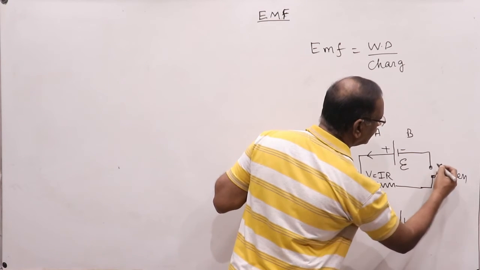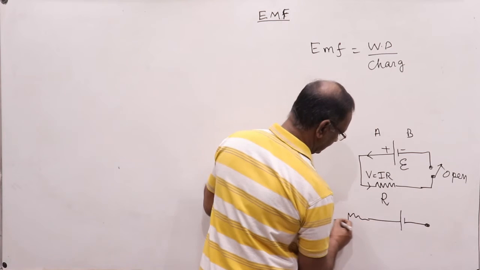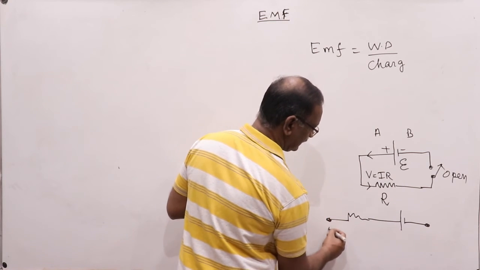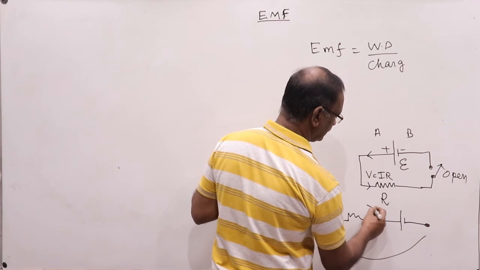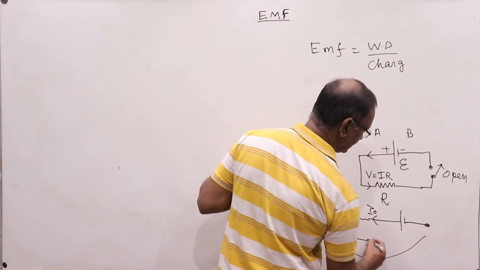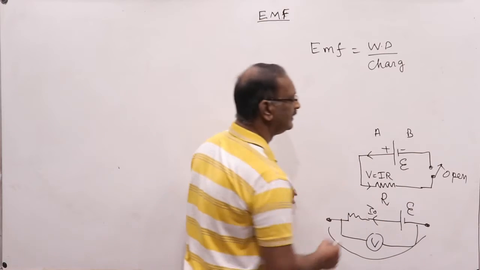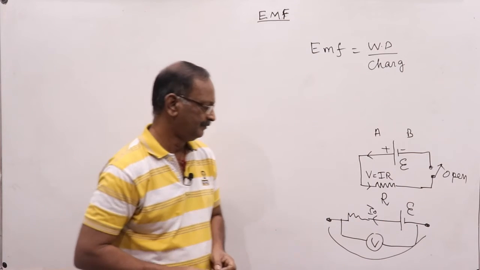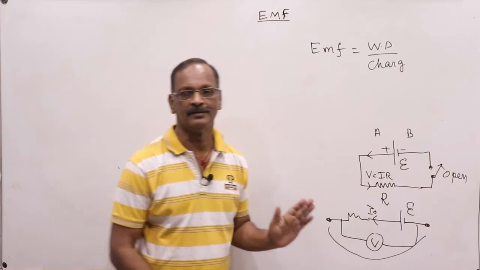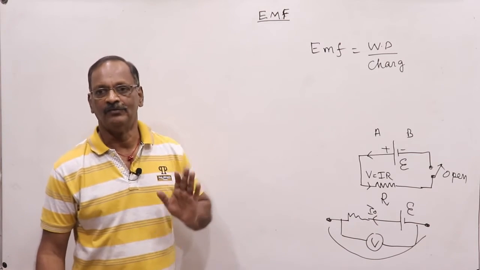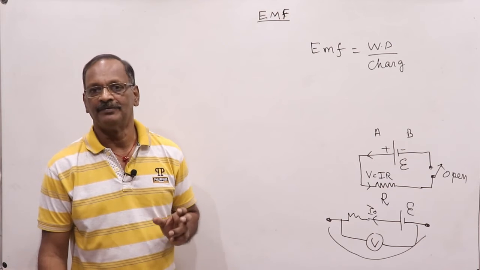This end is here, and this end through this is here, and it is open, so that there is no connection here. So the term I is equal to 0. It means if we measure the voltage through a voltmeter, it will show only the EMF of the battery, and there won't be any drop here because current is equal to 0, because it is open. So always we keep it open to measure the EMF of a battery.